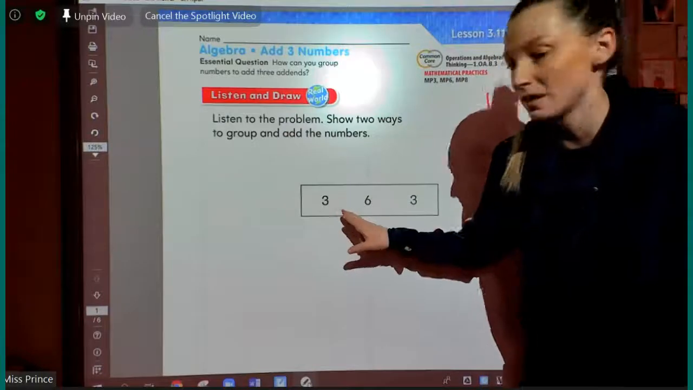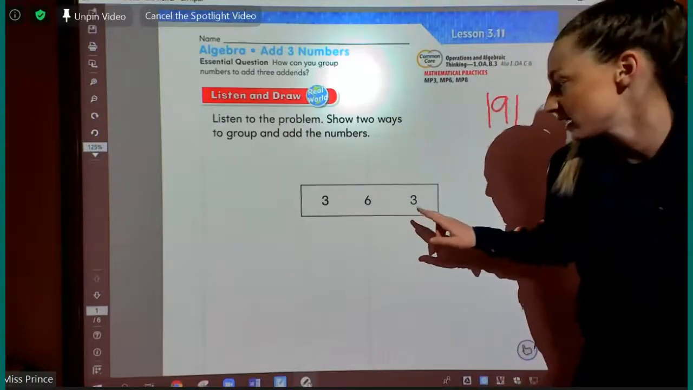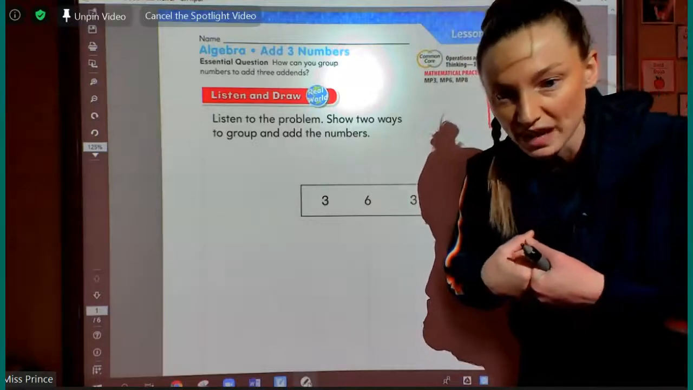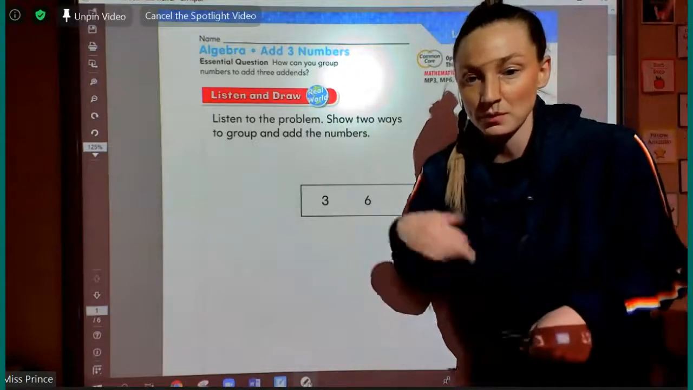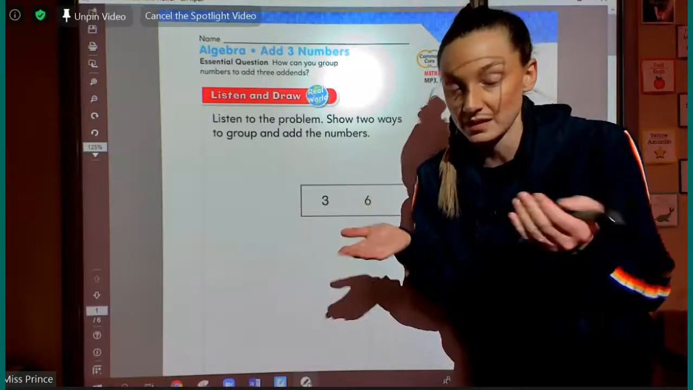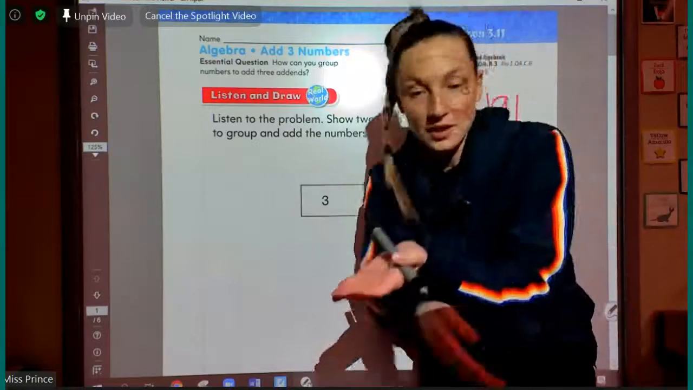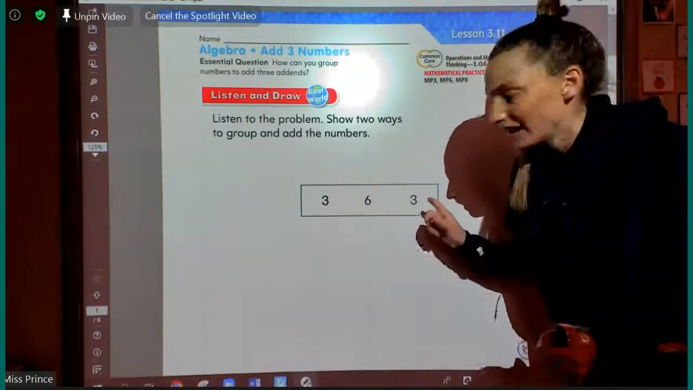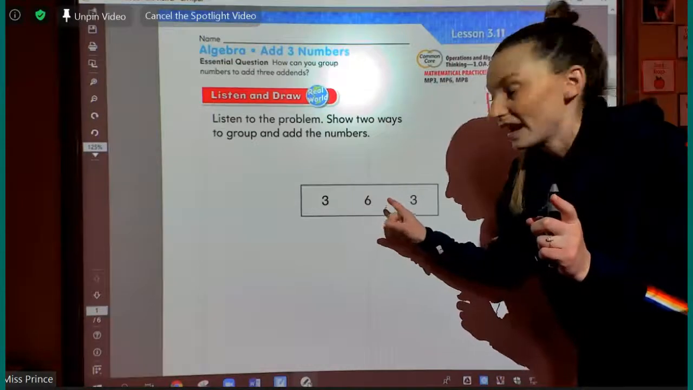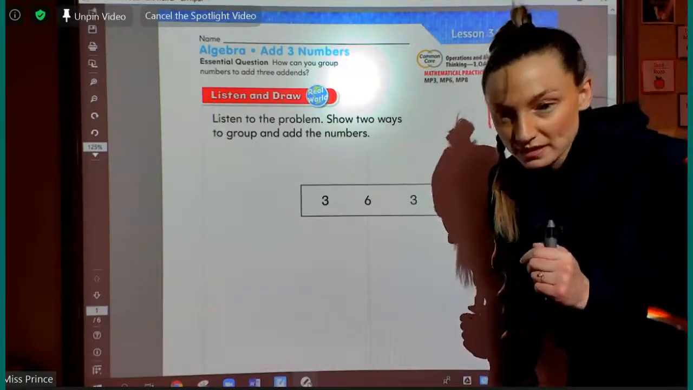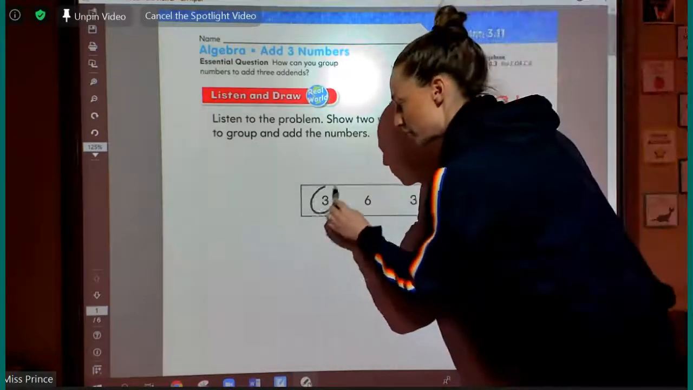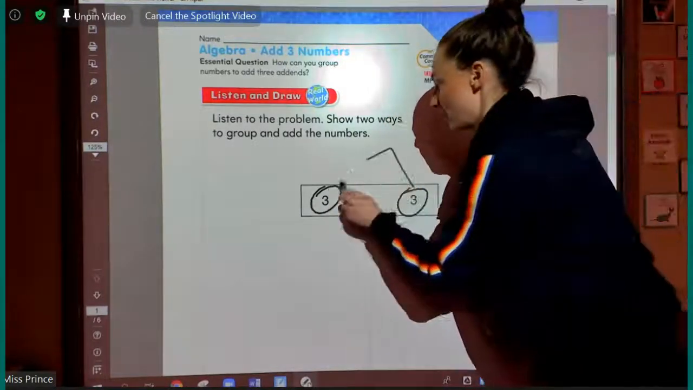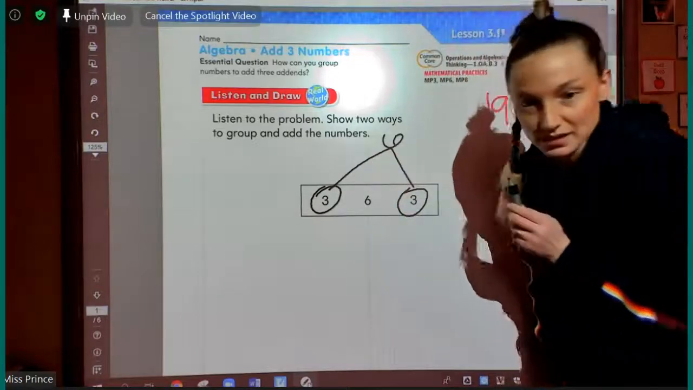So we have 3 numbers here, 3, 6, and 3. What we want to do is group 2 of those numbers, put them together, so that we have an addition problem of something plus something, instead of something plus something plus something. So when I look here, I notice something. I can make a doubles with this. If I take the 3 and this 3 and I put them together, I'm going to get 6.